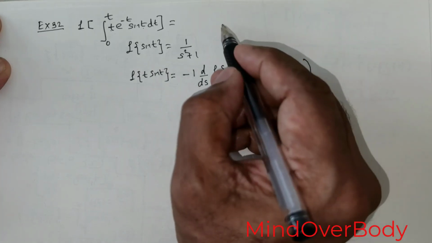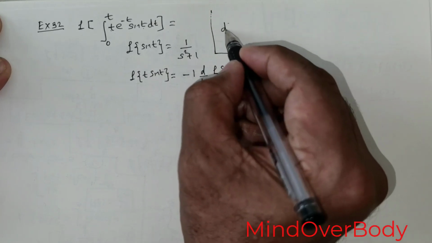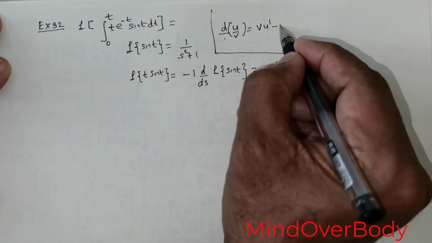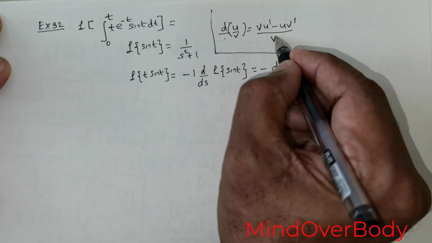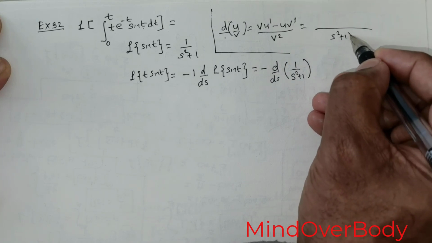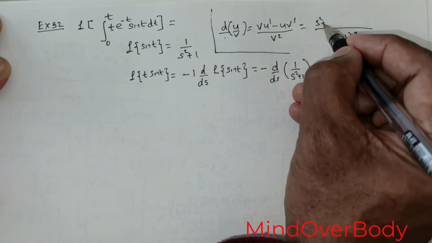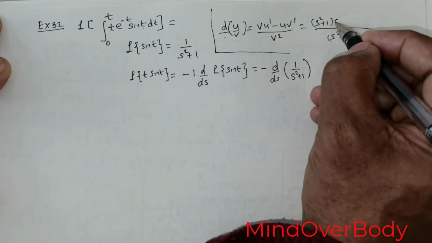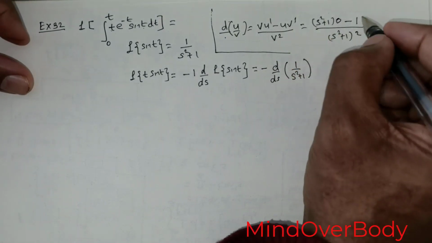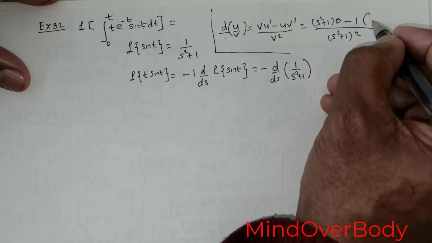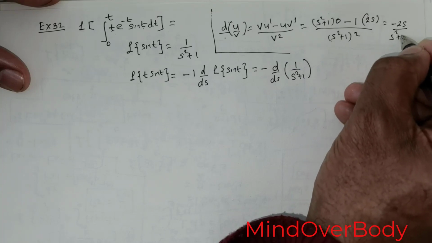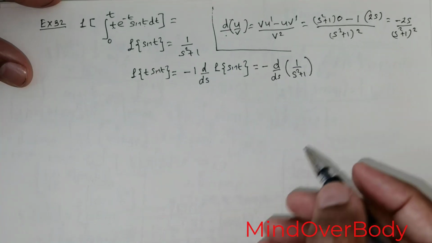I prefer to use the UV method of differentiation. Let me write that down. Differentiating u over v would give me v times u dash minus u times v dash, divided by v squared. So my v is s squared plus 1, raised to the power of 2. So (s squared plus 1), differentiation of u is going to be 0, followed by a negative sign, and v dash, my u is 1. When I differentiate s squared, I will get 2 times s. So this is rewritten as negative 2 times s divided by (s squared plus 1) raised to the power of 2. So let us rewrite that.